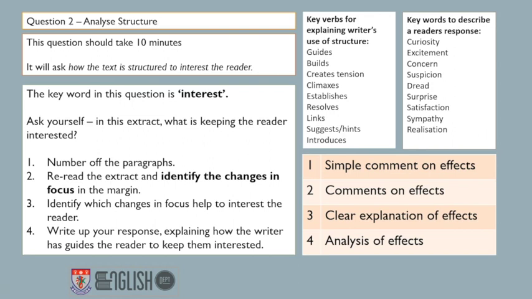We know that we're not just focused on the writer's methods, but we also, to get to the top of the band, have to explain how a reader might respond. So there are some words here that could describe a reader's response. We respond with curiosity about something, or we might respond with a sense of excitement, concern, suspicion, dread, surprise. So these are all words that will help you to explain the reader's response. If in this response you can bring together your understanding of what the writer is doing and the effect of it on the reader, then your response will climb up the marks.